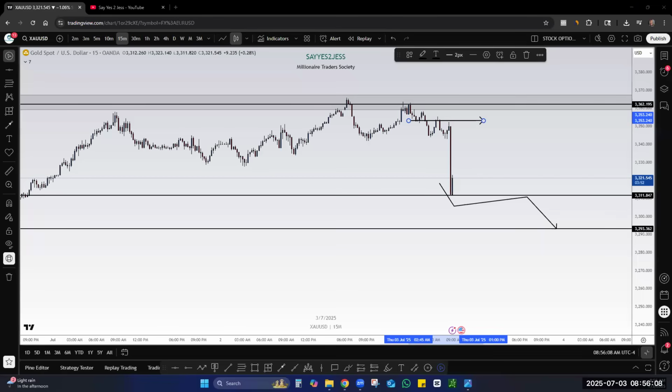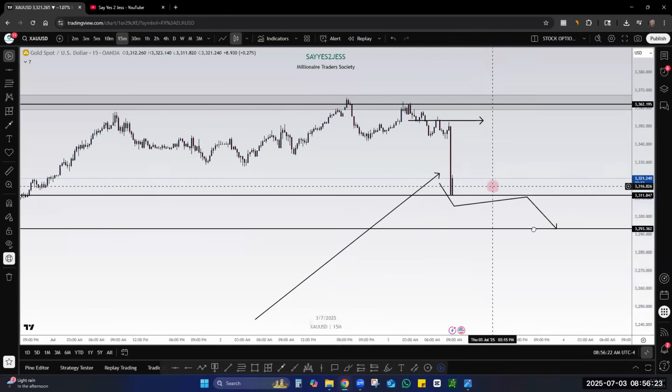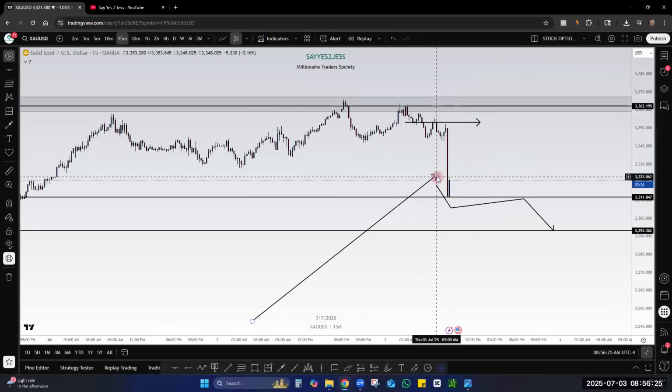I have an amazing video on Instagram about this. Market structure is used to determine if we're going to have a continuation in the trend. So market structure is what's used to help us determine if we're going to keep going up or if we're going to keep going down.